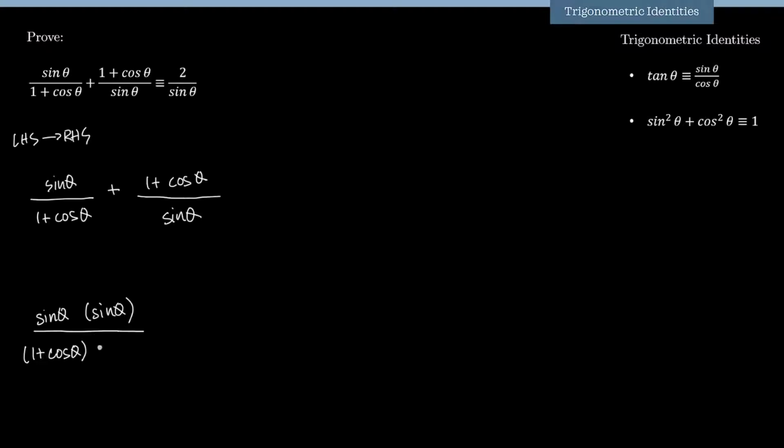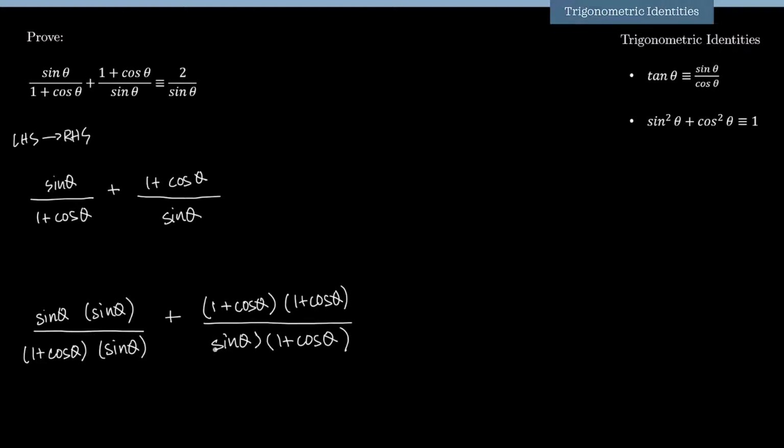times sine theta plus 1 plus cosine theta times 1 plus cosine theta divided by sine theta times 1 plus cosine theta.